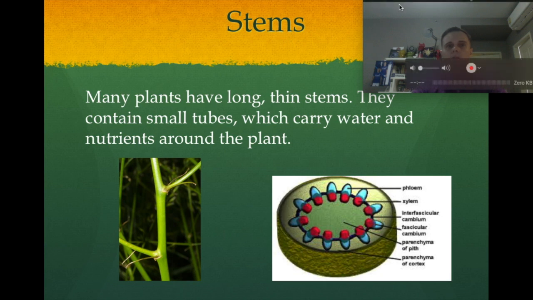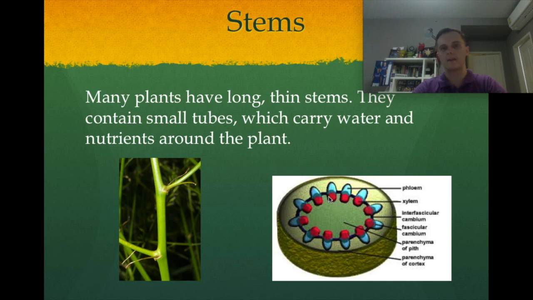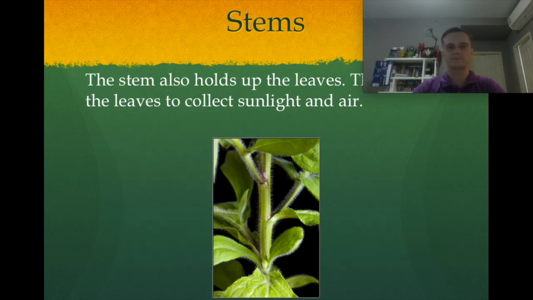Stems. Most plants have long, thin stems like this. And inside those stems, there are tiny tubes, and the plants use these tubes to carry all of the water and nutrients that they get from the soil to the different parts of the plant.